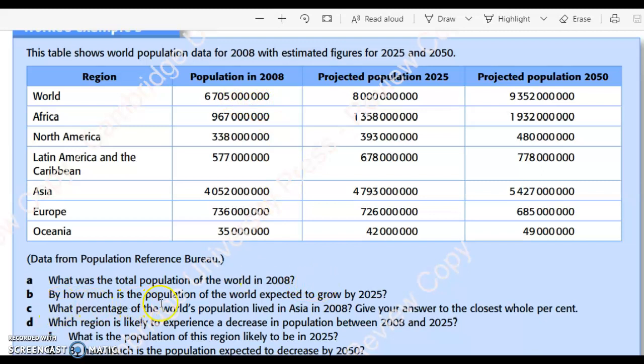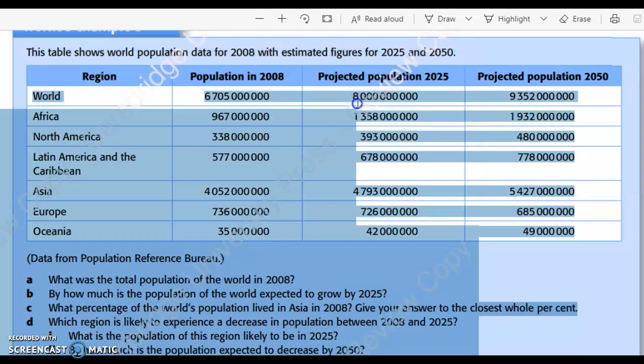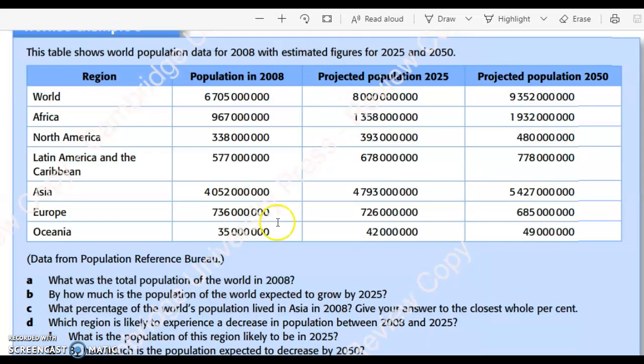By how much is the population of the world expected to grow by 2025? Okay, so we are going to look at the world row. Then what percentage of the world's population lives in Asia? So you can look at the Asia row, and so on.